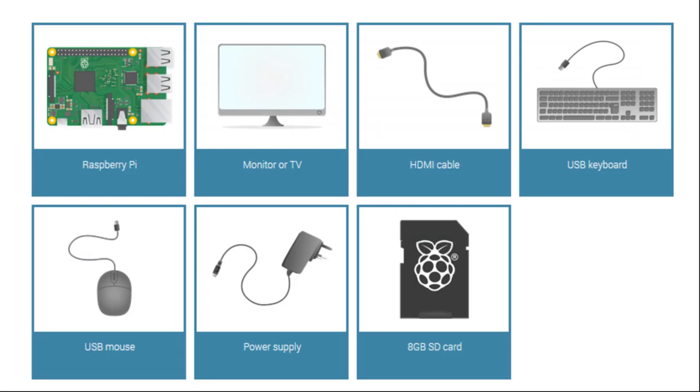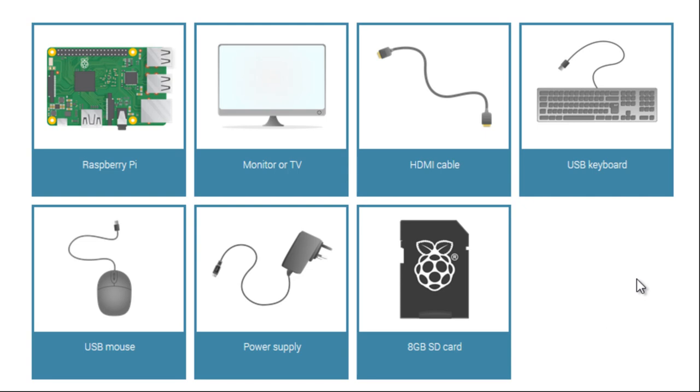Now that we have flashed the Raspberry Pi operating system, Raspbian, onto our micro SD card, we need to get the Raspberry Pi ready to accept Gunbot. So we're going to need a few things. We're going to need our Raspberry Pi board. We're going to need a monitor or TV. It must be HDMI. That is the only thing a Raspberry Pi will accept. Obviously, you're going to need an HDMI cable to go from the Raspberry Pi to your monitor or TV. You will need a USB keyboard, a USB mouse, a power supply, and your SD card.